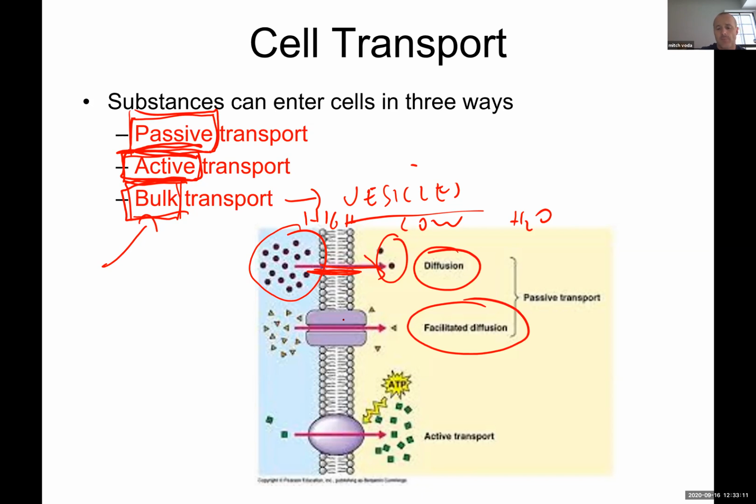Facilitated diffusion is when the molecules cannot pass through the membrane directly, but rather cross through a protein. It works exactly the same way as diffusion. They move from high concentration to low concentration. How long are they going to move? As long as the concentration inside and outside is not the same, molecules will always move from high concentration to low concentration.